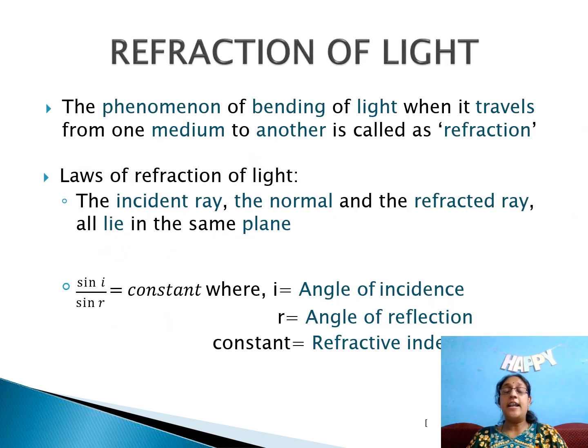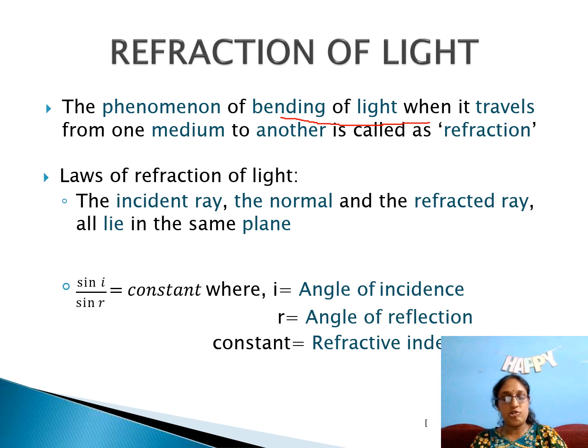Next is the refraction of light. So that is your bending of light. The phenomenon of bending of light when light travels from one medium to the other medium. In the last session, I told you that when a ray of light travels from air to water, it changes the direction of its path. So that is called refraction.